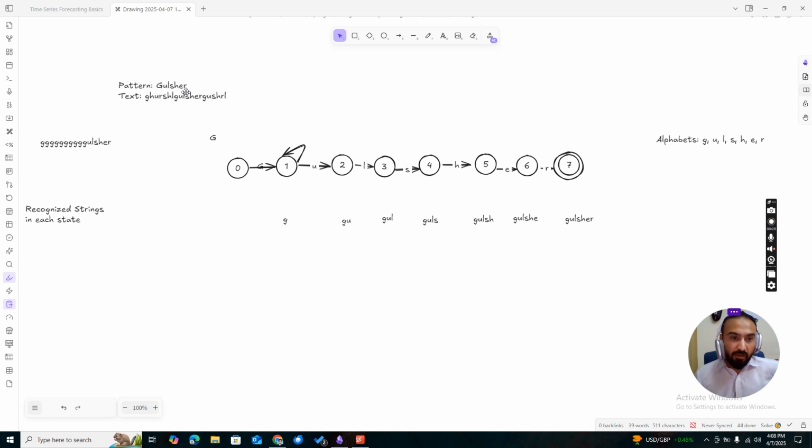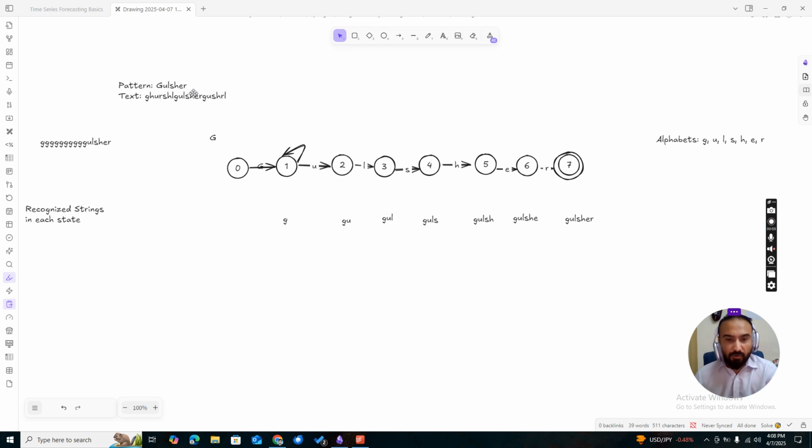Gulsher, the name of one of the students of your class, right? I have designed a finite automata for this pattern, and we will walk through this example step by step. The first step is to identify the alphabets within our pattern, and within our string or text as well.